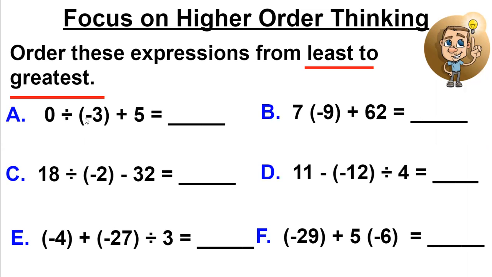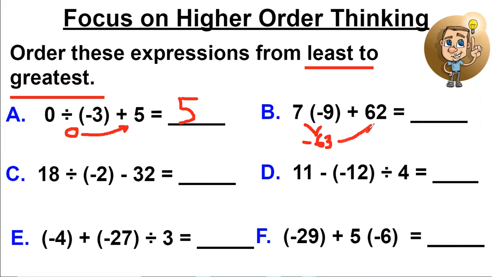Remember, you can divide 0 and you can divide things into 0, but you can't divide things by 0. So 0 divided by -3 is going to be just 0. And you're going to add that to 5 and you're going to get 5, right? And then B, you're going to do the multiplying first. 7 times negative 9 is negative 63. You're going to add that to positive 62. That means you're really subtracting, and you're going to get negative 1.